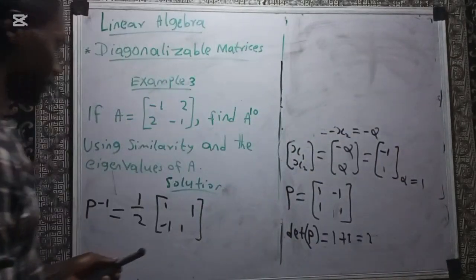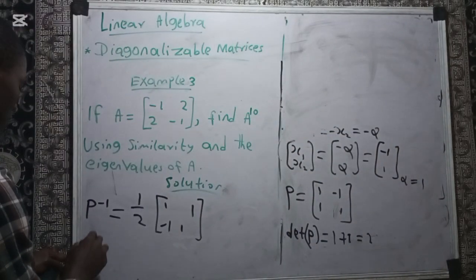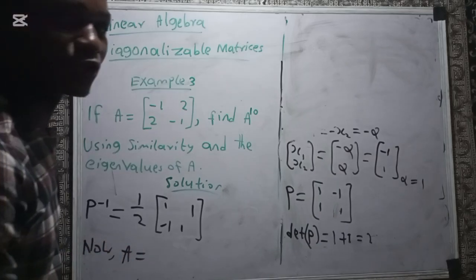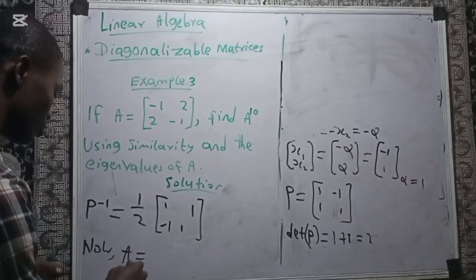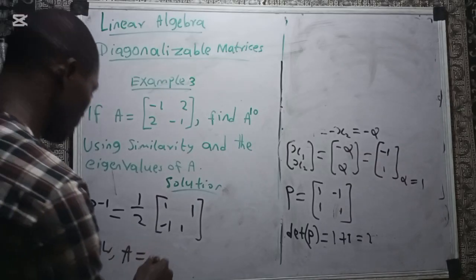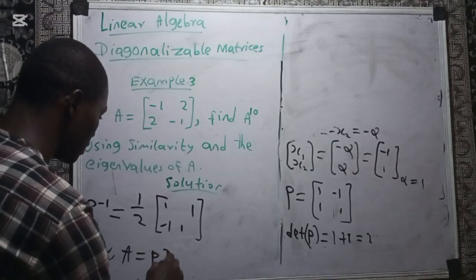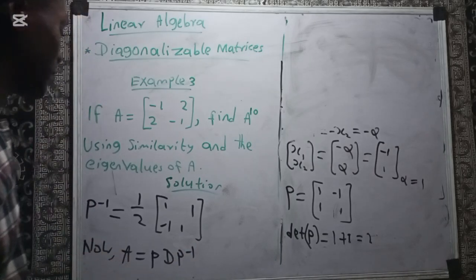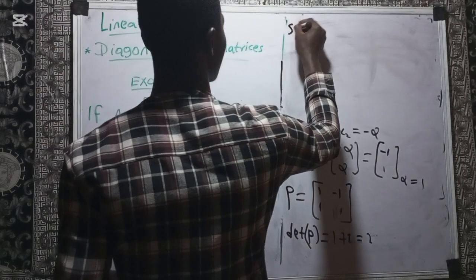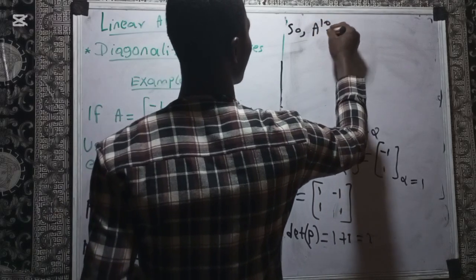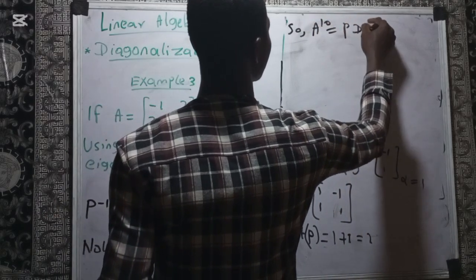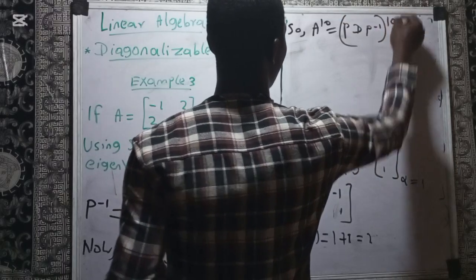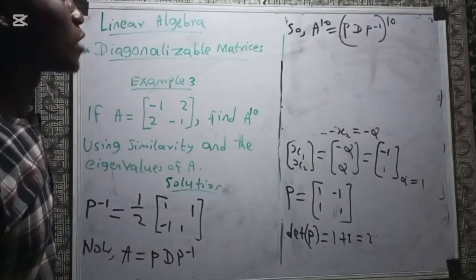So the next one we're going to do is to write our matrix A. Your matrix A will be equal to, as I told you earlier, P D P inverse. This will be your matrix A. So A raised to power 10 will be equal to P D P inverse, all raised to power what? 10. This is what you are going to get.